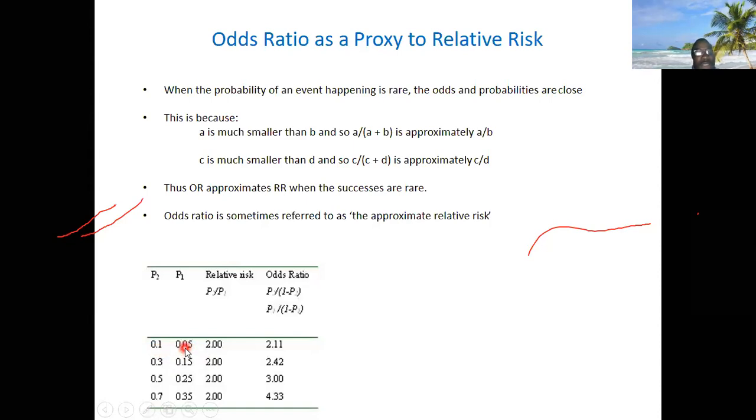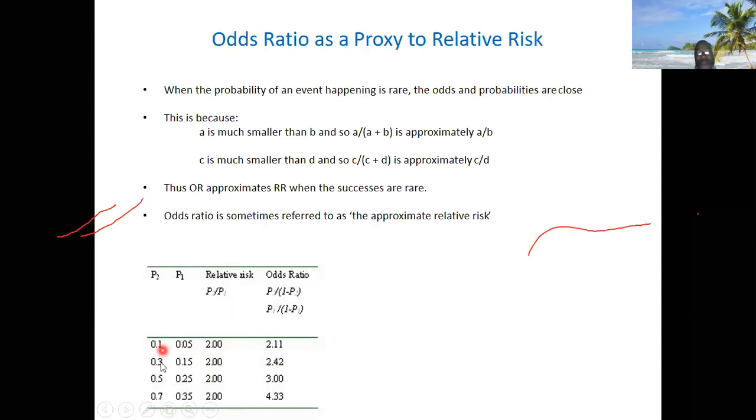The risk in the non-exposed is 0.05. It's half of it. So the relative risk is 2. The odds ratio is 2.11. When the burden of the disease is 0.3, 30%, and is still half in the non-exposed compared to the exposed, of course the relative risk is still the same, but the odds ratio has increased.